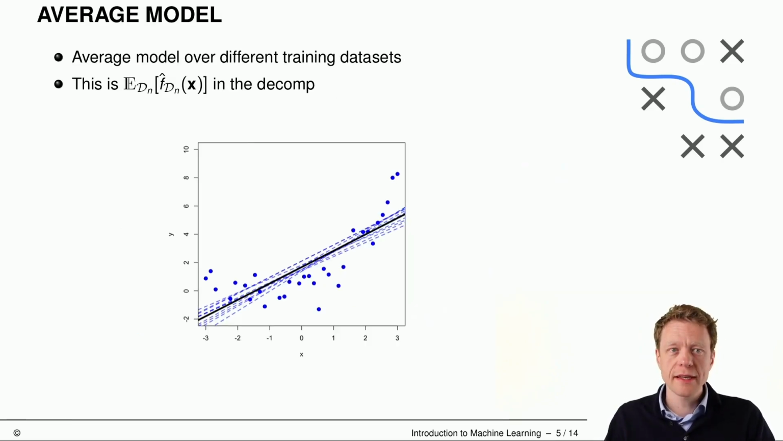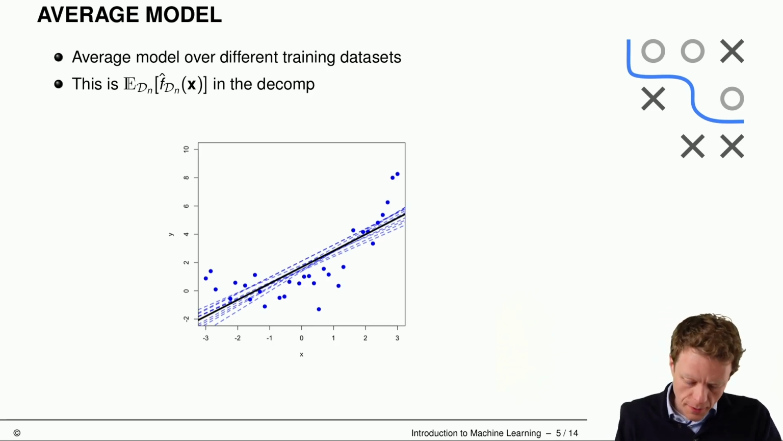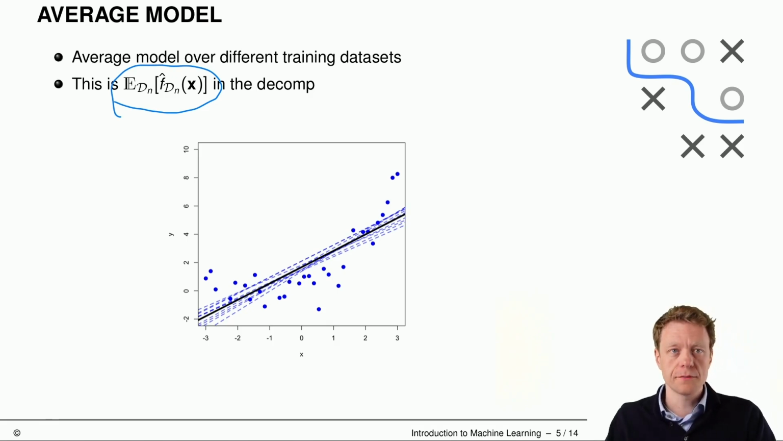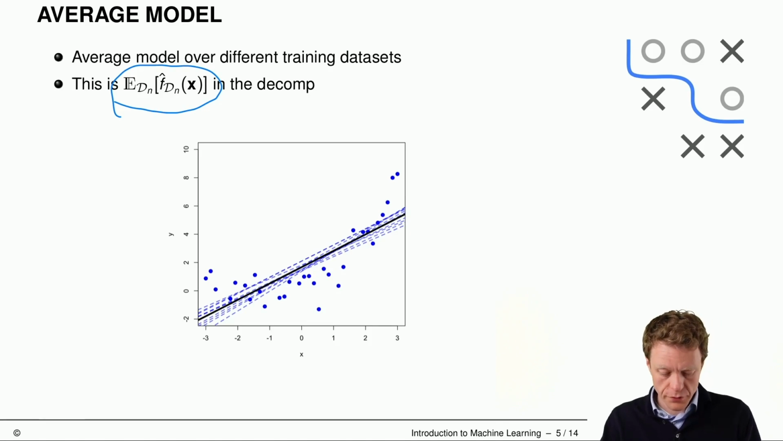What we do next is we compute an average model over the different training data sets. So we have a lot of blue dashed lines here. These are the trained models, trained on different bootstrap samples of the original training data. And the black solid line is the average model. We just average all those blue dashed lines here, right? And this is then this term in the decomposition, which we will need for the bias term.